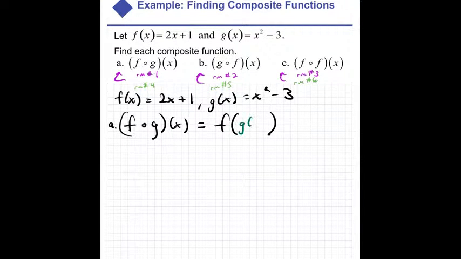Okay, so what is g of x in this case? g of x is x squared minus 3, right? x squared minus 3. So this one is a little bit different than the previous one.